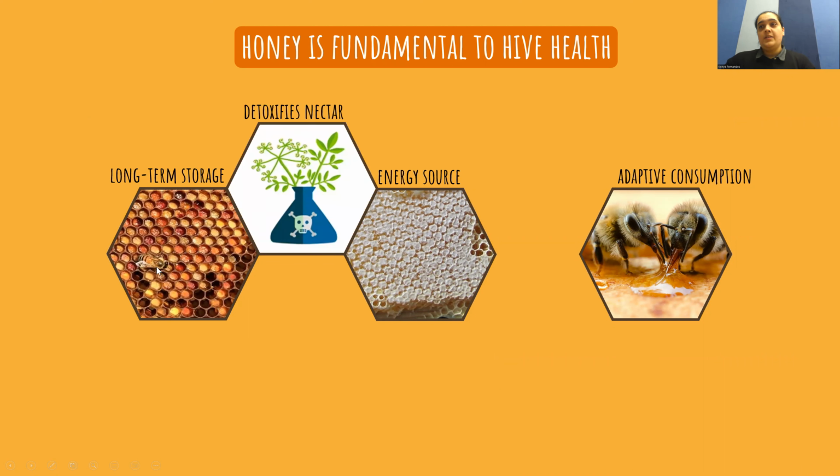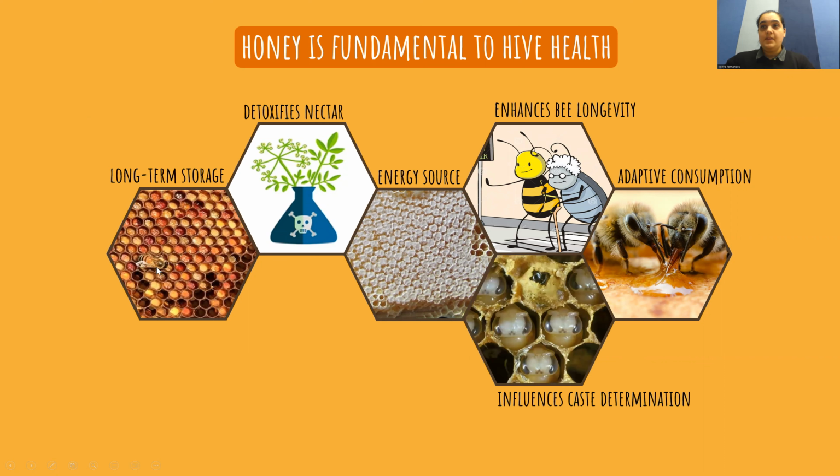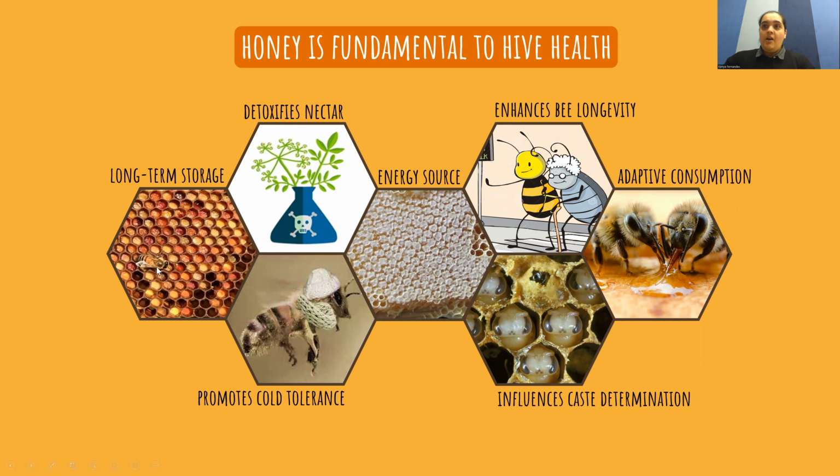Honey also plays a role in the detoxification of nectar during ripening. It can enhance bee longevity by preventing oxidative stress. It can influence developmental pathways and caste determination. And finally, it can promote cold tolerance in bees during overwintering.